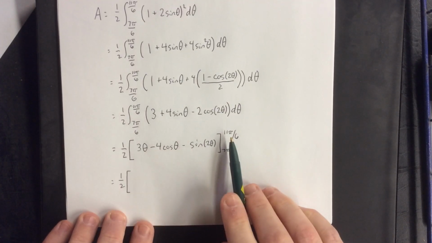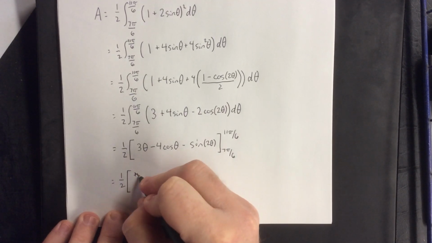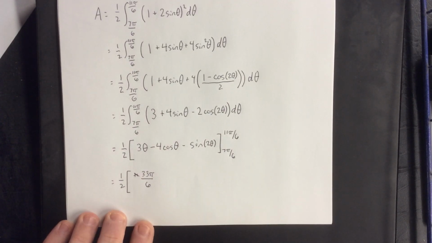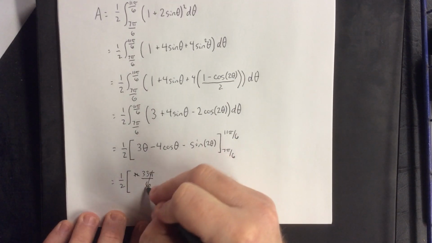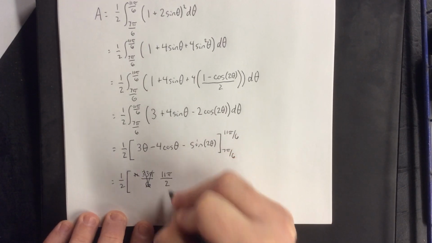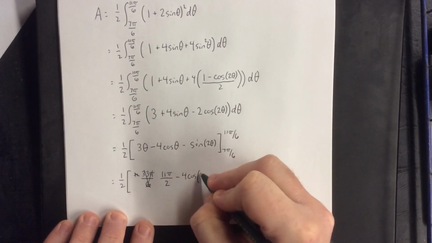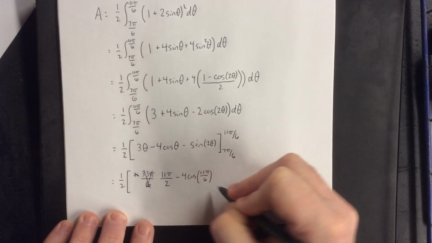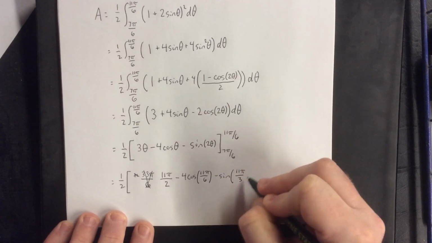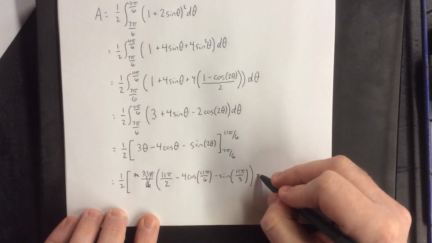We'll take 3 times 11 pi over 6. That'll be 11 pi over 2. Actually, let's go ahead and keep that as 33 pi over 6. I predict we're going to have a common denominator in our future. Nope, it is going to work out nicely. 3 over 6 will reduce down to 1 over 2. So we'll call that 11 pi over 2 minus 4 times the cosine of 11 pi over 6 minus the sine of, this will wind up being 11 pi over 3. So that's from our first bound.